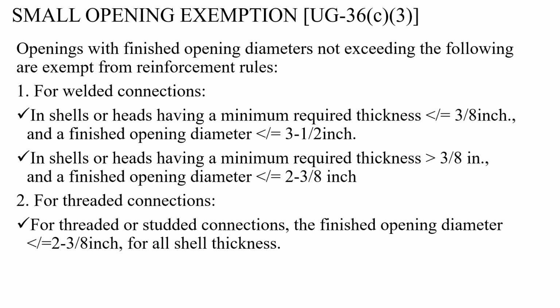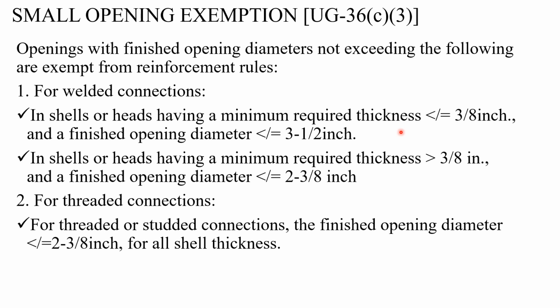For example, if you have a nozzle in a shell or a head, the minimum thickness is less than or equal to 3/8 inch, which is nearly equal to 10 mm, and the finished opening diameter is less than or equal to 3.5 inch, that is 89 or 90 mm. In this case, you can exempt the reinforcement pad or area replacement check.